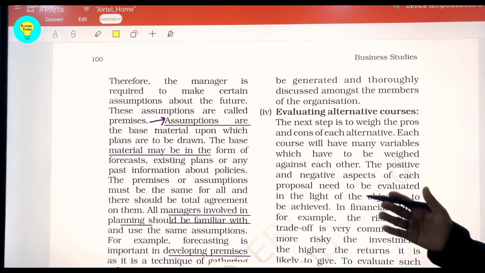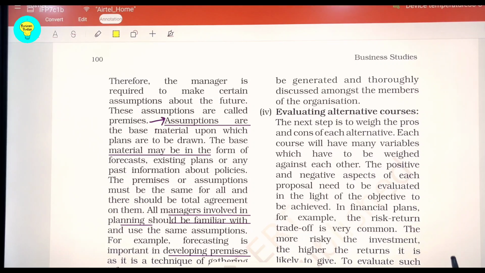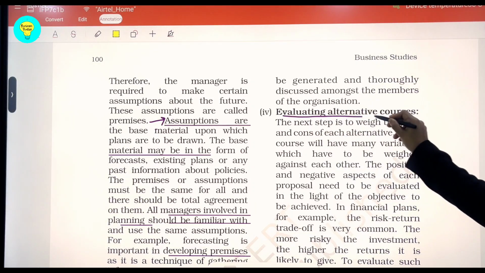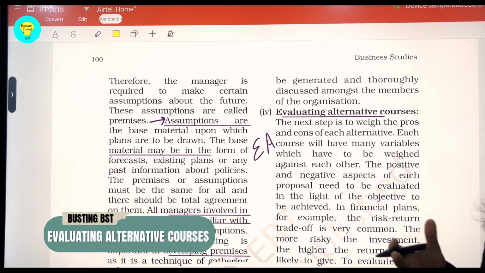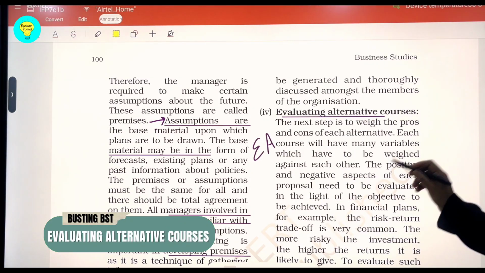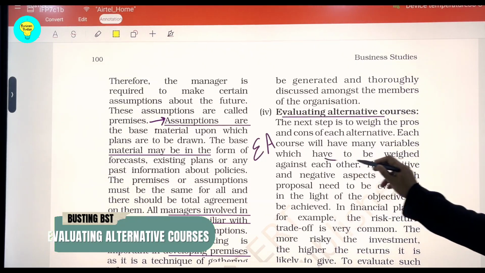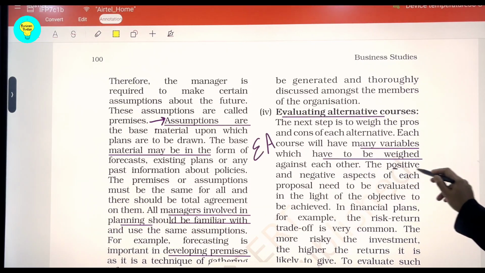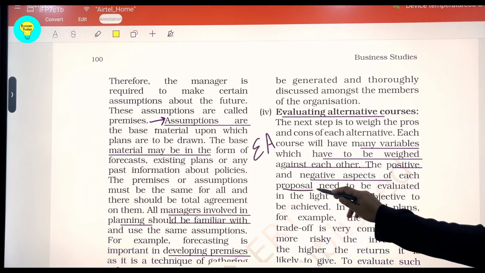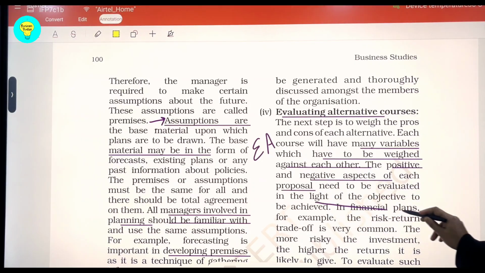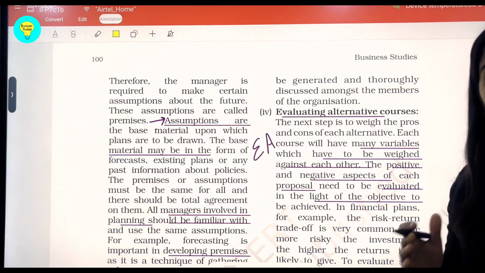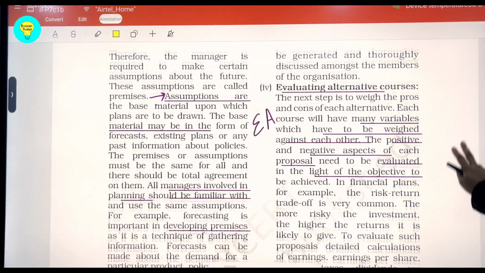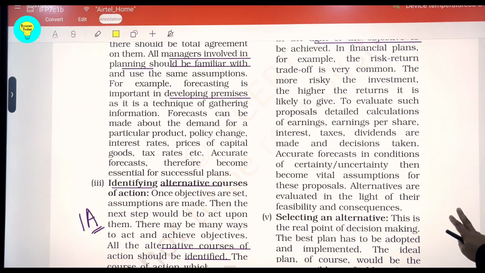Now once we have a clear set of options available and we can see them thoroughly, we have to work on each alternative to evaluate its negatives and positives. So here these many variables have to be weighed against each other. The positive and negative aspects of each proposal should be evaluated in the light of the objectives being set. Keeping in mind the goals we have set, we have to evaluate all these alternatives, the available options, to see which option is the best for our work.